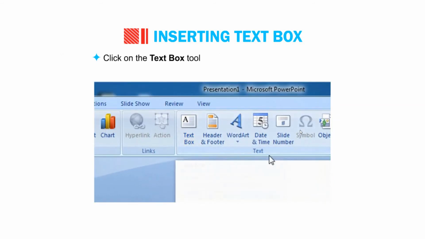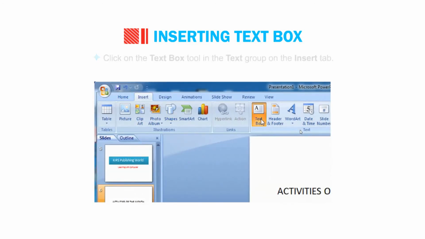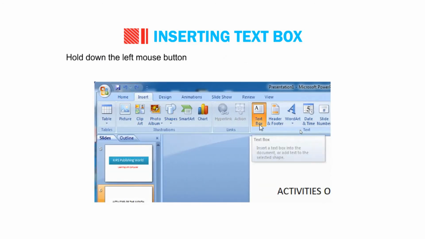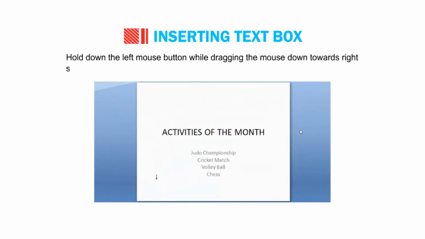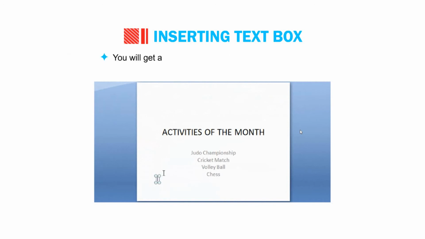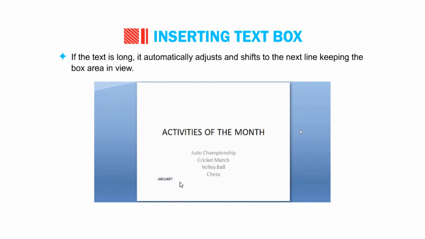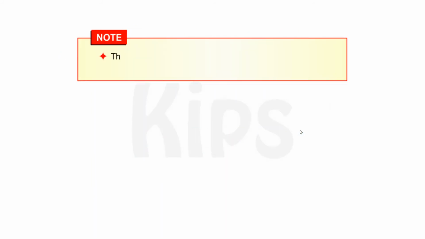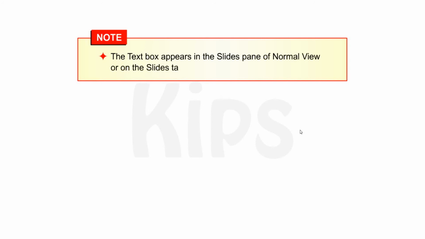Click on the text box tool in the text group on the Insert tab. Hold down the left mouse button while dragging the mouse down towards right side and release the mouse button. You will get a rectangular box with an insertion point in it. Enter the text January. If the text is long, it automatically adjusts and shifts to the next line, keeping the box area in view. Students, note that the text box appears in the Slides pane of Normal View or on the Slides tab, but not in the Outline tab.